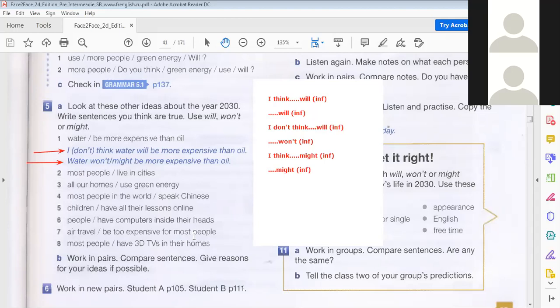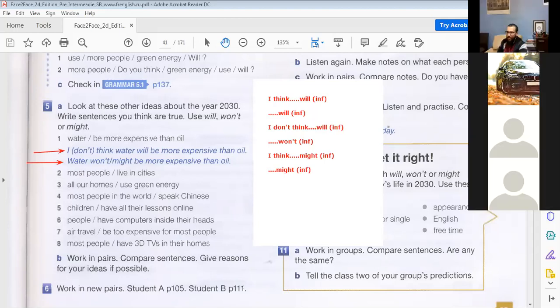Okay, number 5, let's see. What do you think here about number 5, Rashid? What's your opinion? I think children will have all their lessons online. Yeah, this is an interesting prediction, right? Because this is kind of true today. Many children have their lessons online today because of the corona and because their schools are closed. So do you think this will continue? Do you think it will increase maybe in the future?